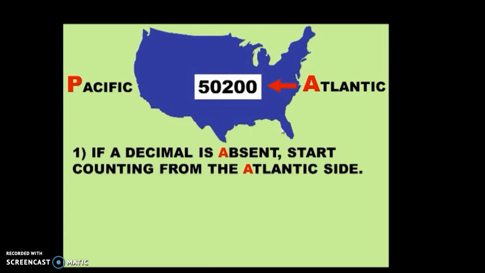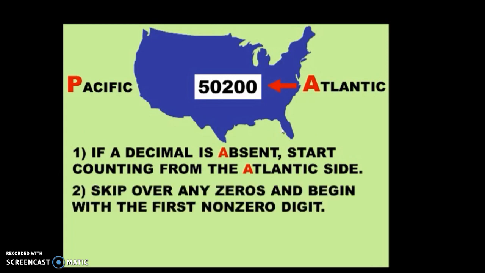If a decimal is absent, so A for absent, A for Atlantic, you will start counting from the Atlantic side of the number, that is, from the right. Skip over any zeros that you encounter on that side. So I'm going to just cross them out. And begin with the first non-zero digit. So the first number I come to that's not a 0 happens to be a 2.